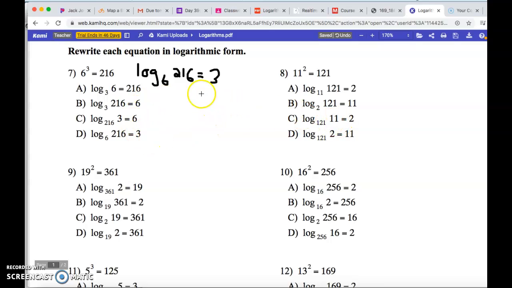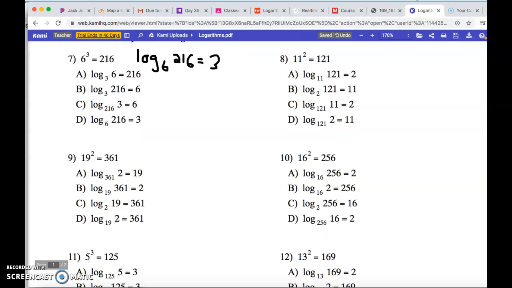All right, so that's rewriting as well. Here, base answer power. So log base 11 of 121 is 2. That's going to be A for this one. So that's the second type, being able to go from exponential back to log form.